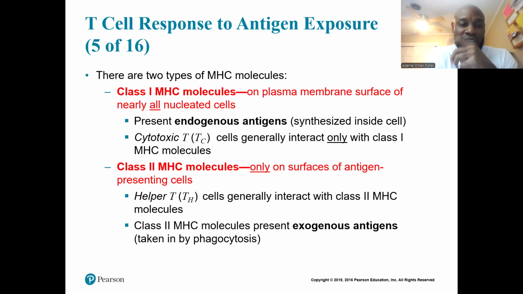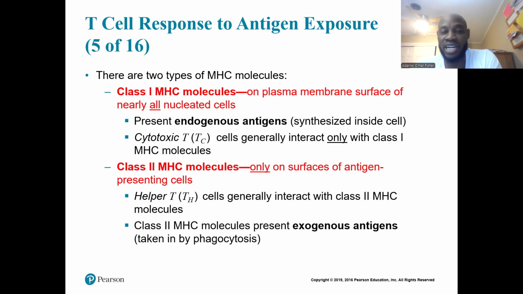So we have these class 1 MHC molecules, which are on the plasma membrane surface of nearly all nucleated cells. And then you have these class 2 molecules only on surfaces of antigen presenting cells, right? So this can get a little confusing. Helper T cells generally interact with the class 2. Cytotoxic T cells generally interact only with class 1, right?